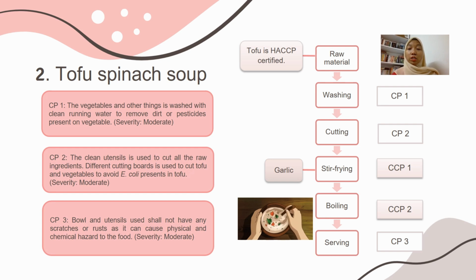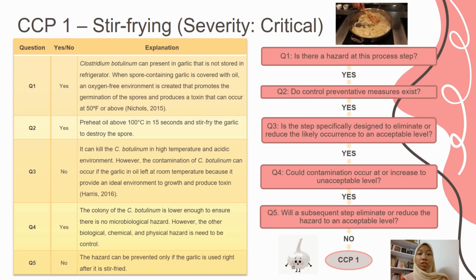There are two CCP which are stir frying and boiling. Stir frying is CCP because garlic that is mixed with the oil can lead to botulism unless the temperature of preheat oil is above 100 degrees Celsius and it is used immediately for the next step.